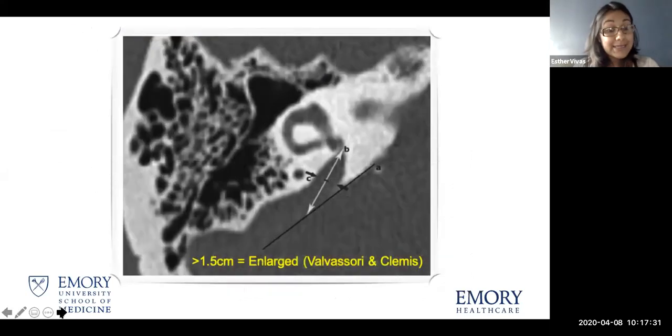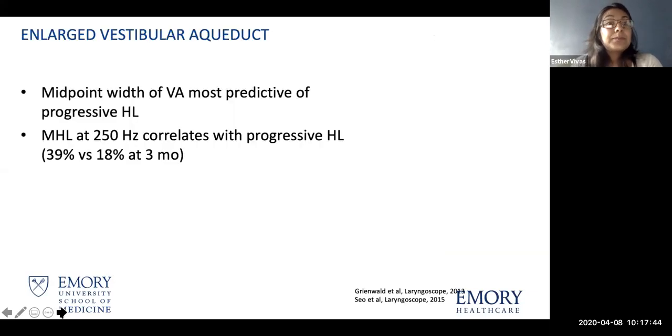meaning some are very easy to detect, whereas others aren't. And so this is one of the formulas out there that you can use to officially diagnose an enlarged vestibular aqueduct. Some of the takeaways with this are that the midpoint width of the vestibular aqueduct is most predictive of a progressive hearing loss. If you already have a mixed hearing loss in the lower frequencies, then you're most likely to progress the hearing loss over time.